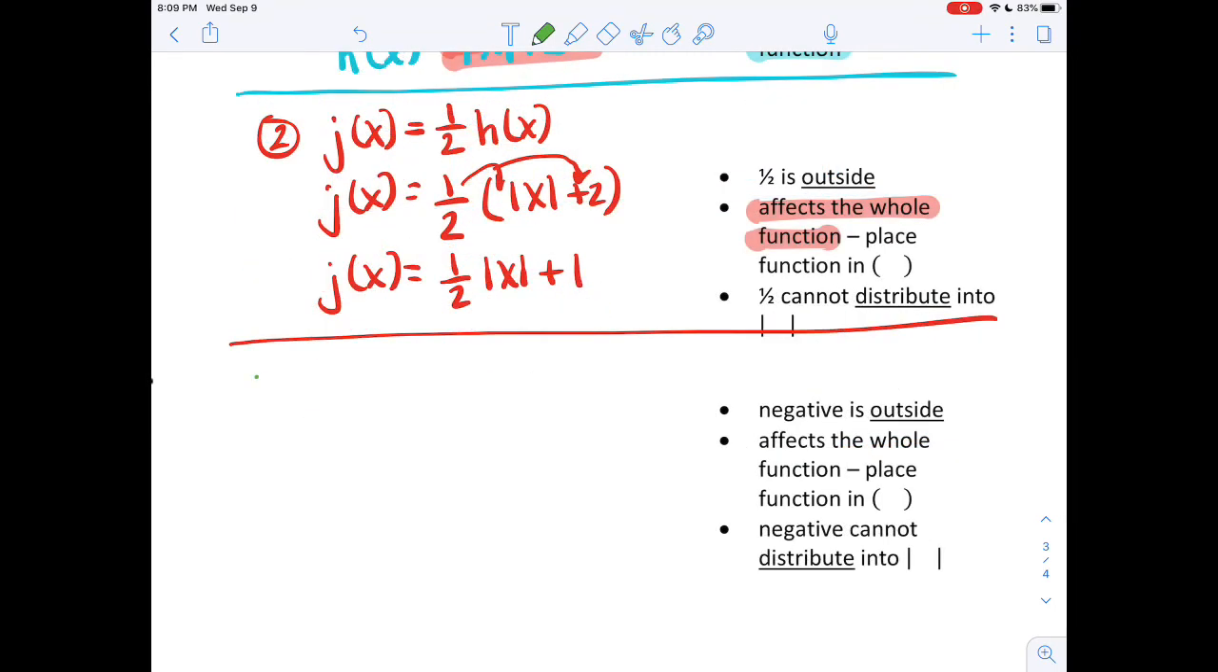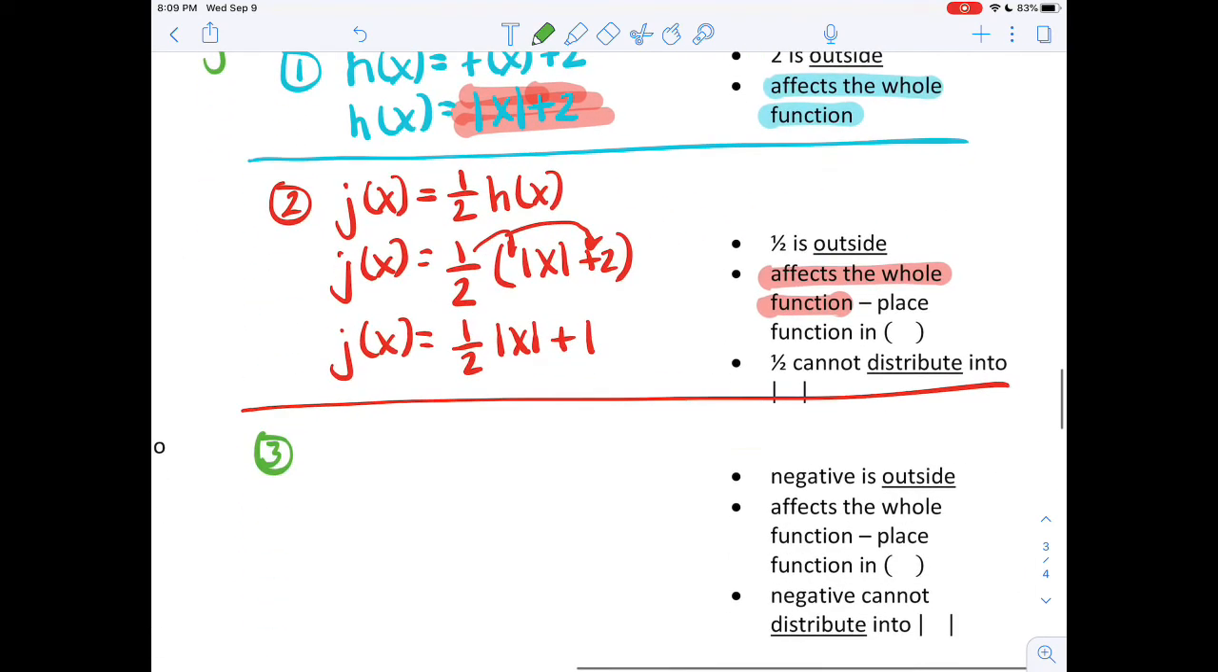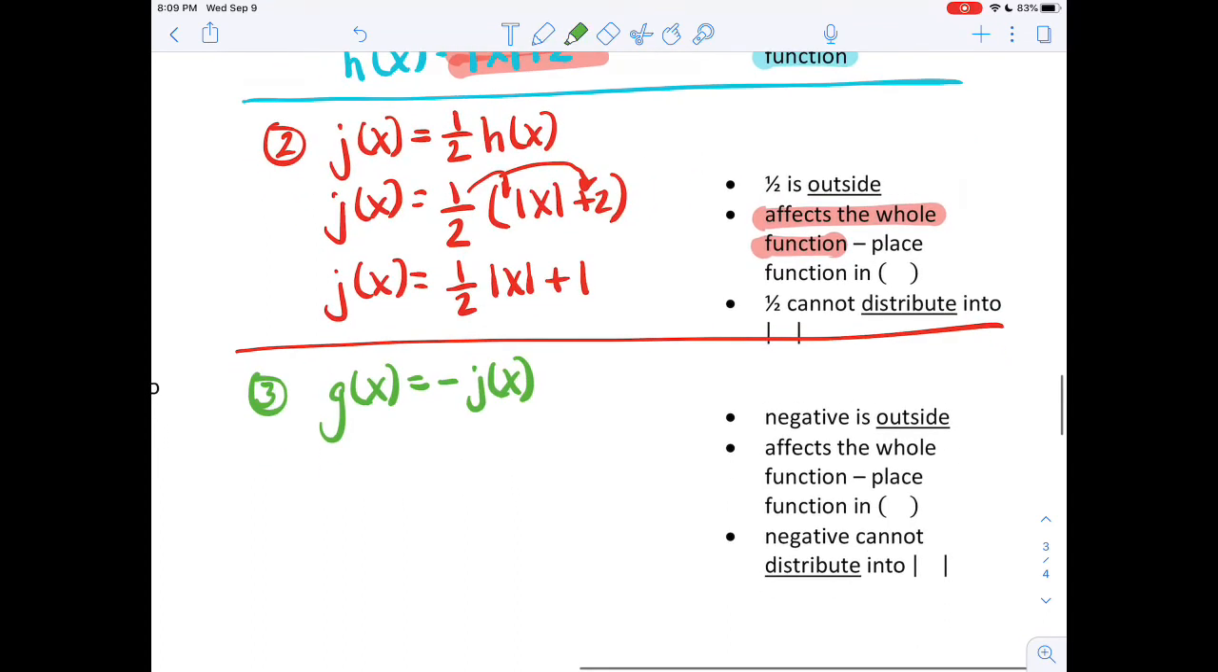Our final transformation, number 3, let's take a peek up here. It is a reflection in the x-axis, and we're going to call it g of x. So g of x is a reflection in the x-axis. So that means it's affecting our vertical numbers, our y values. So it goes on the outside. So it's going to be negative j of x. Remember that because it's a vertical transformation, it affects the whole function. And what is our function j of x? It's 1/2 absolute value of x plus 1.